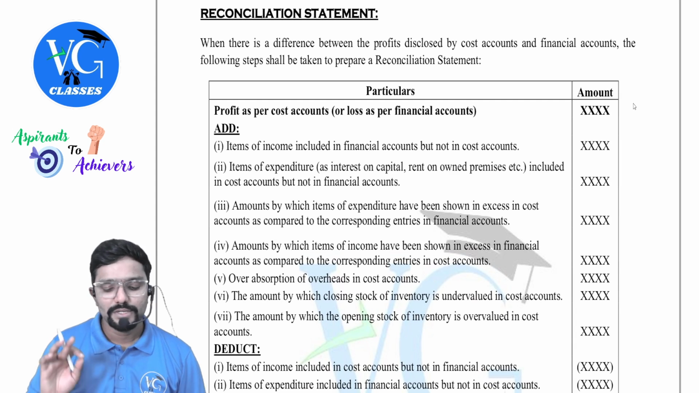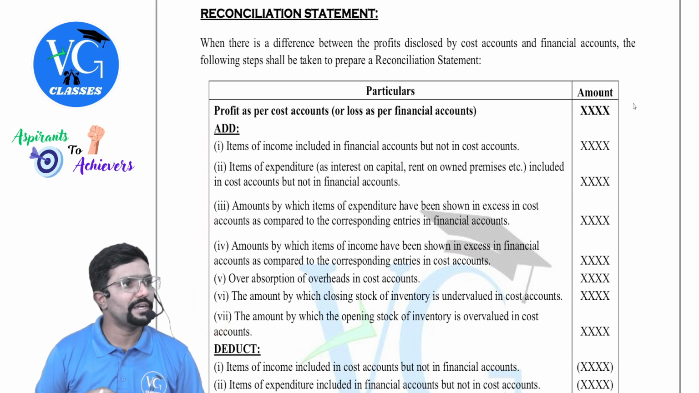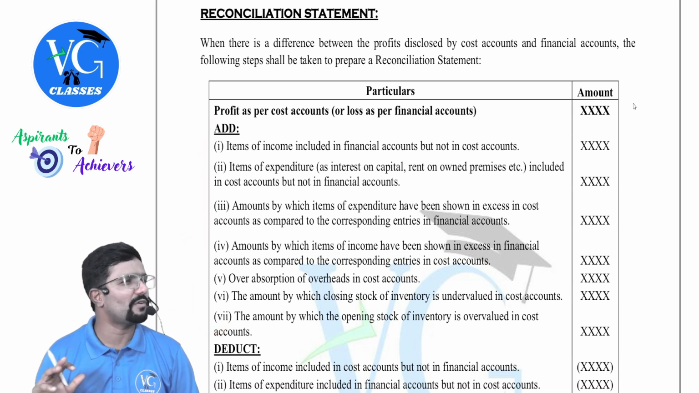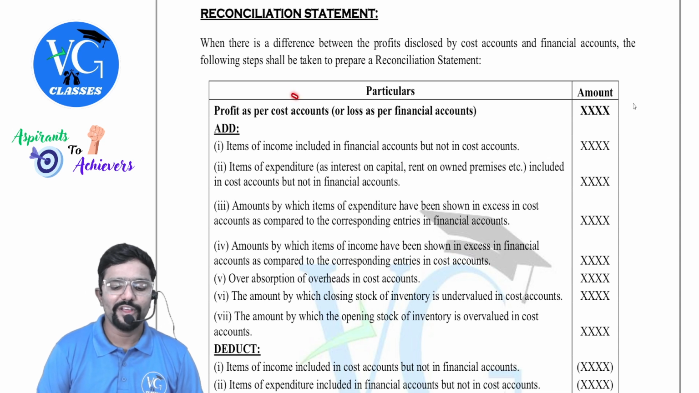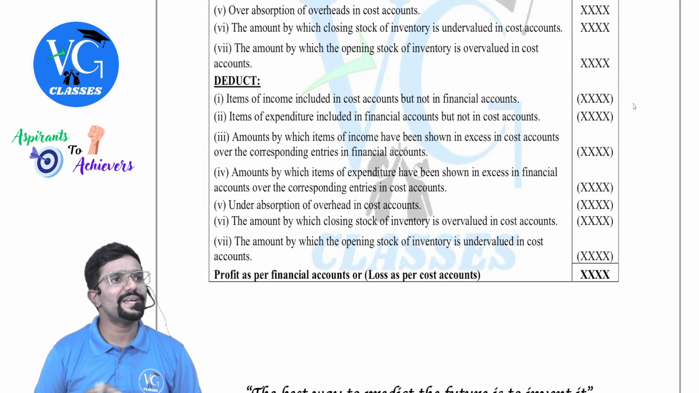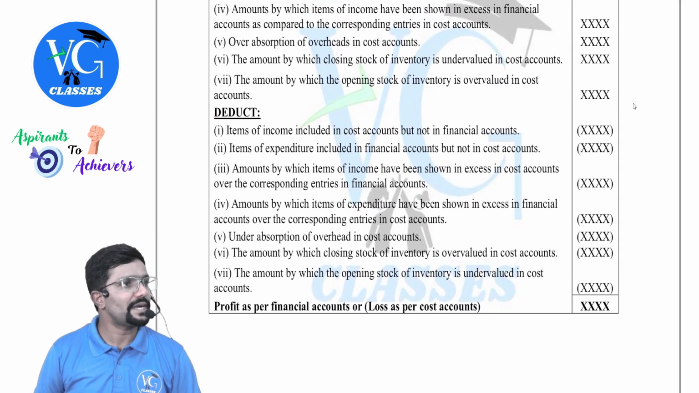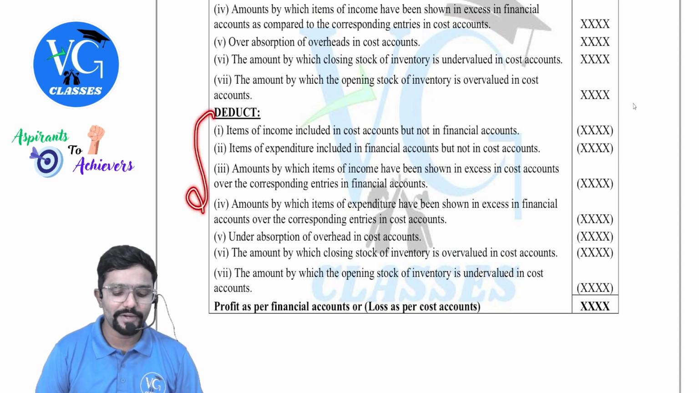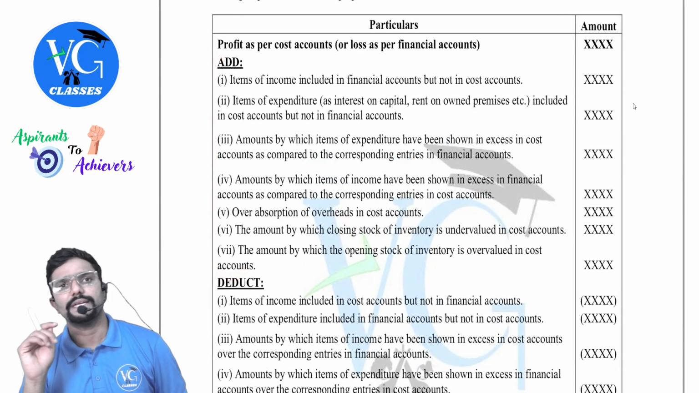Okay, sir. Now, listen. Sir, you are given so many items to add and deduct. Will everything come in the exam? No, I have given what can be the maximum. If we are taking costing profit as a base, we need to add all these items and deduct all these items. If I'm starting with financial profit, then whatever I have deducted here I will be adding, and the same way, whatever I have added, I would be deducting.